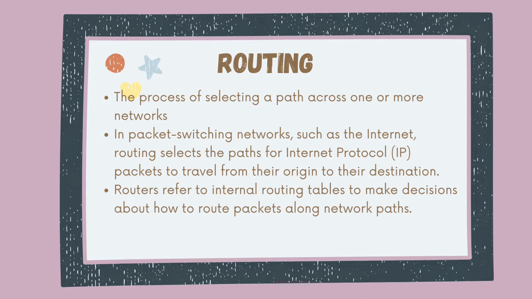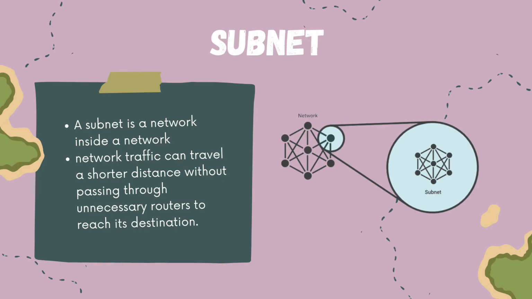Dynamic routers use various routing protocols to determine the shortest and fastest path. A subnet is a network inside a network. Subnets make networks more efficient. Through subnetting, network traffic can travel a shorter distance without passing through unnecessary routers to reach its destination. A subnet mask is like an IP address, but for only internal usage within a network. Subnetting narrows down the IP address to usage within a range of devices.